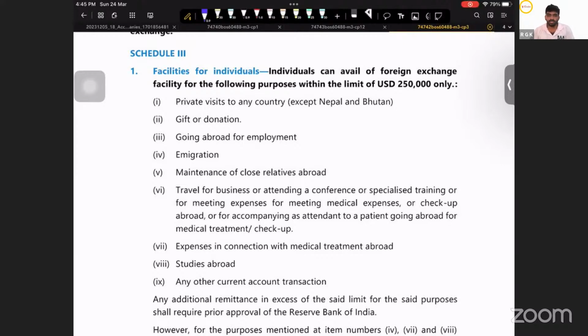If you want to go for a health checkup abroad, or go as an attendant for a person who is going for treatment outside India, you are permitted to draw foreign exchange to the extent of $250,000. Further, for any medical treatment abroad, you are permitted foreign exchange up to $250,000. If you want to study abroad, you can draw foreign exchange of $250,000.